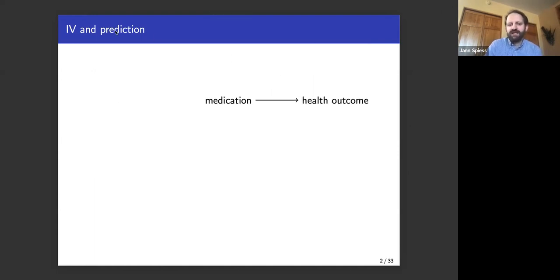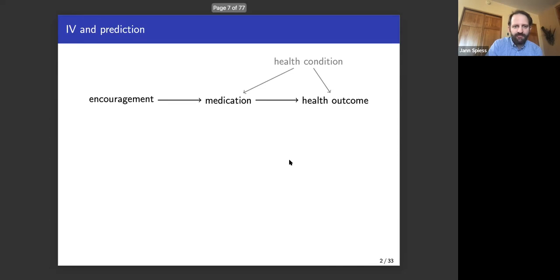Assume we have some medication and we want to estimate the effect of that medication on health outcomes, but then there may be a problem with selection where we may assume that people with bad health conditions are both more likely to take the medication, but also have worse health outcomes. So if we were to naively estimate the effect of medication on health outcomes, we may come up with the wrong causal effect.